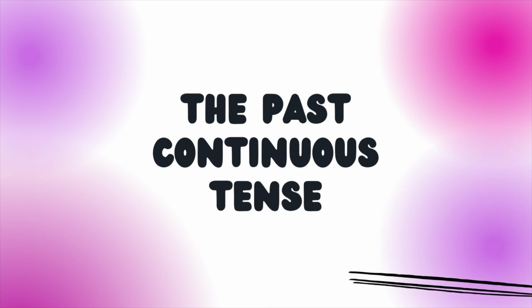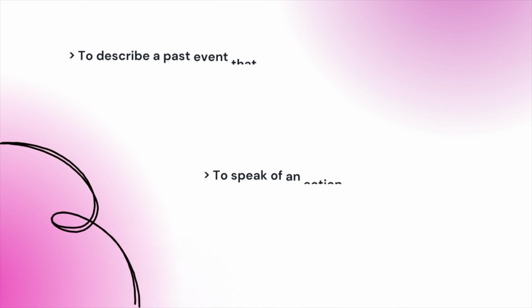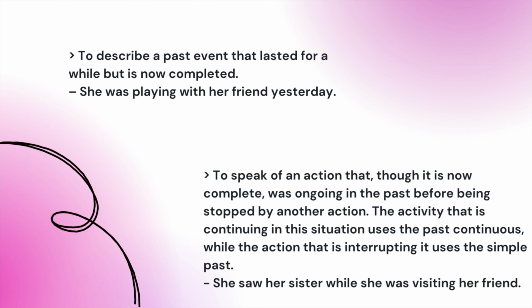Moving on to the past continuous tense. When do we use the past continuous tense? Number 1, to describe a past event that lasted for a while but is now completed. For example, she was playing with her friend yesterday.